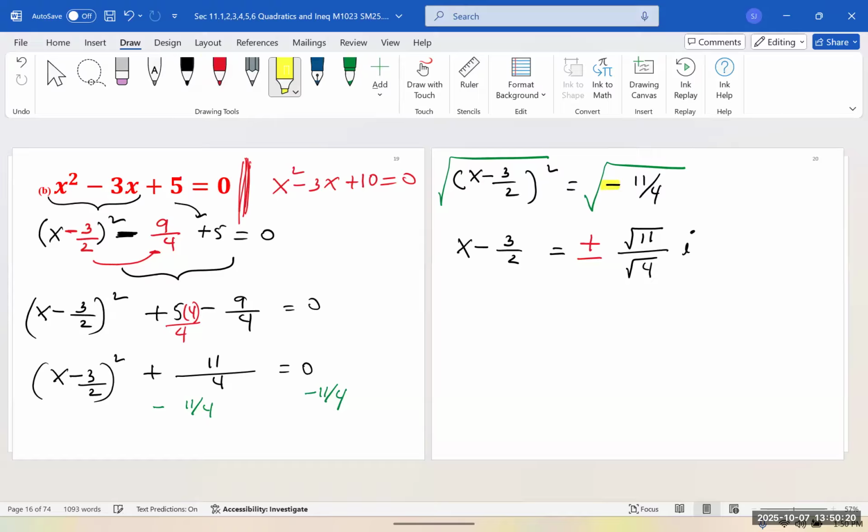This negative gives you i, and you separate the numerator from the denominator. Square root of 11 divided by square root of 4. Why did I separate them? We don't have to, because what do you want the denominator? That's 2. So it's simple. We add the 3/2 to both sides. So x is 3/2 plus minus square root of 11 i over 2.